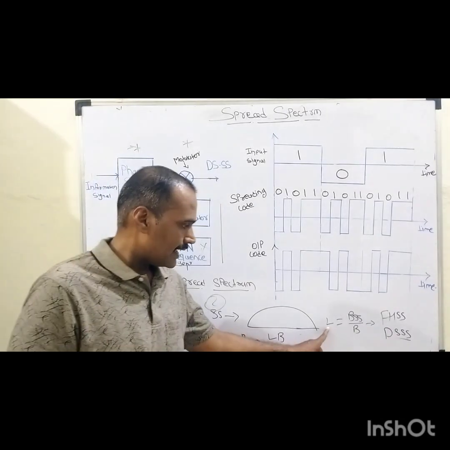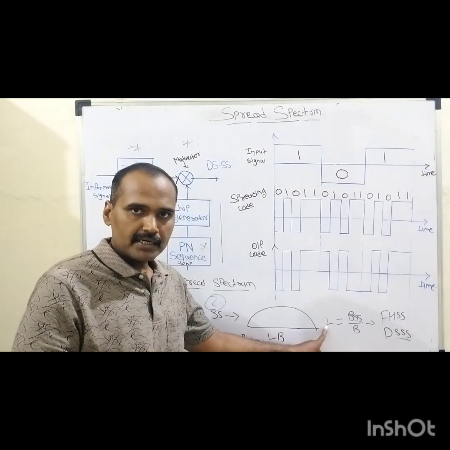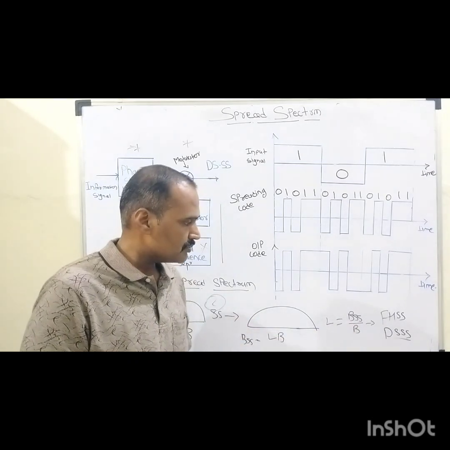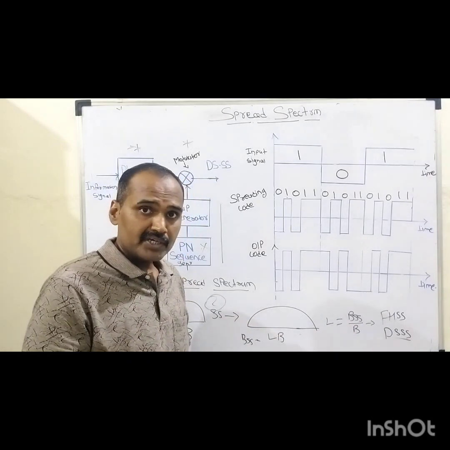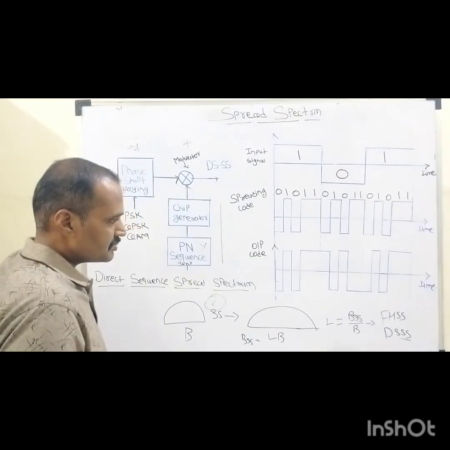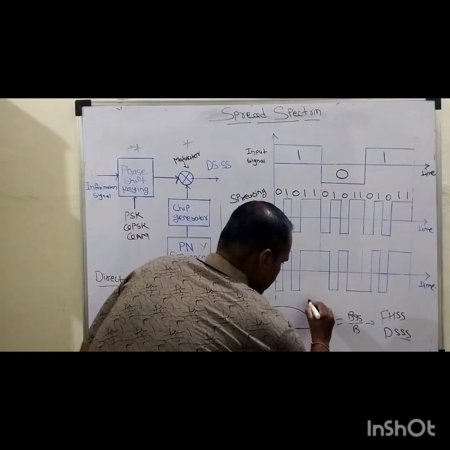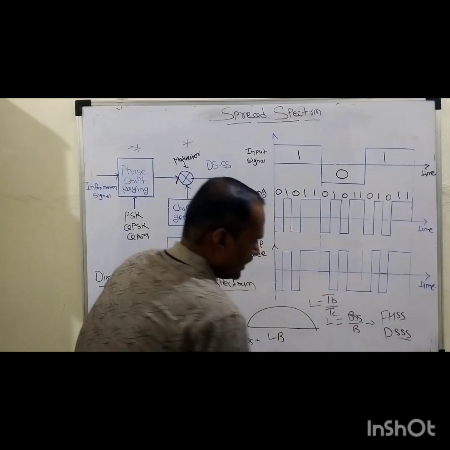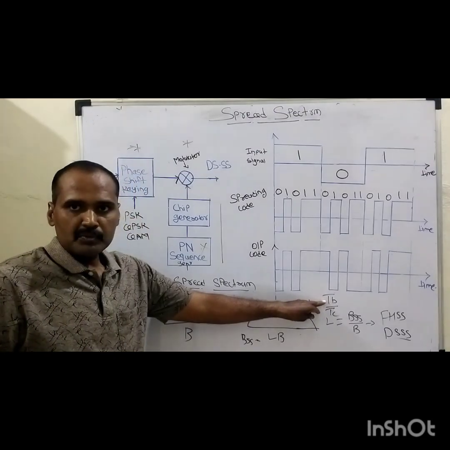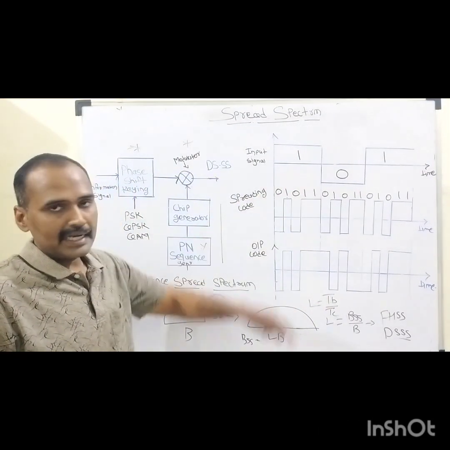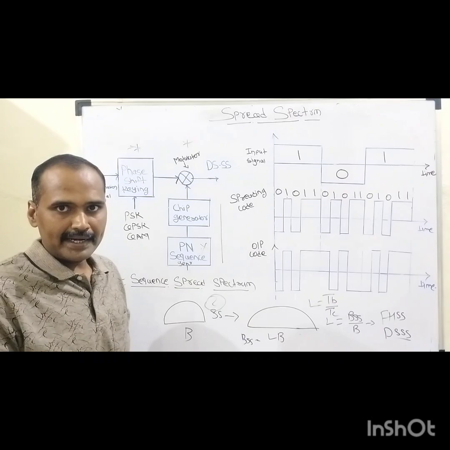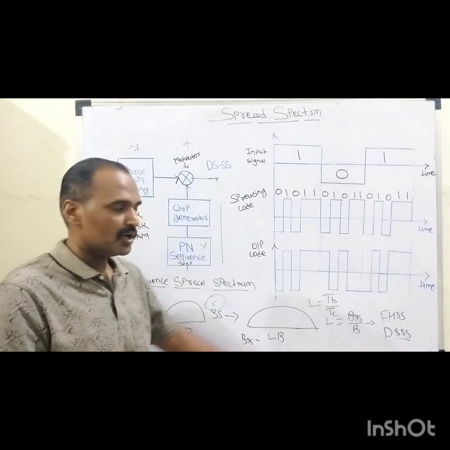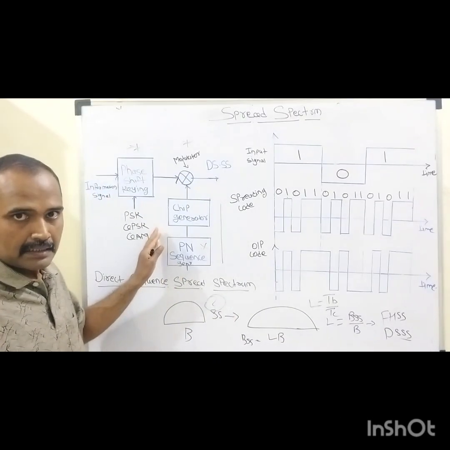As we know, here L is the length of the spreading sequence. In an analog system, it equals Bss upon B. But in the digital spread spectrum technique, L equals the ratio of Tb upon Tc, where Tb is the bit duration for each 1 and 0 of the modulating signal, and Tc is the chip duration of the spreading sequence, right?